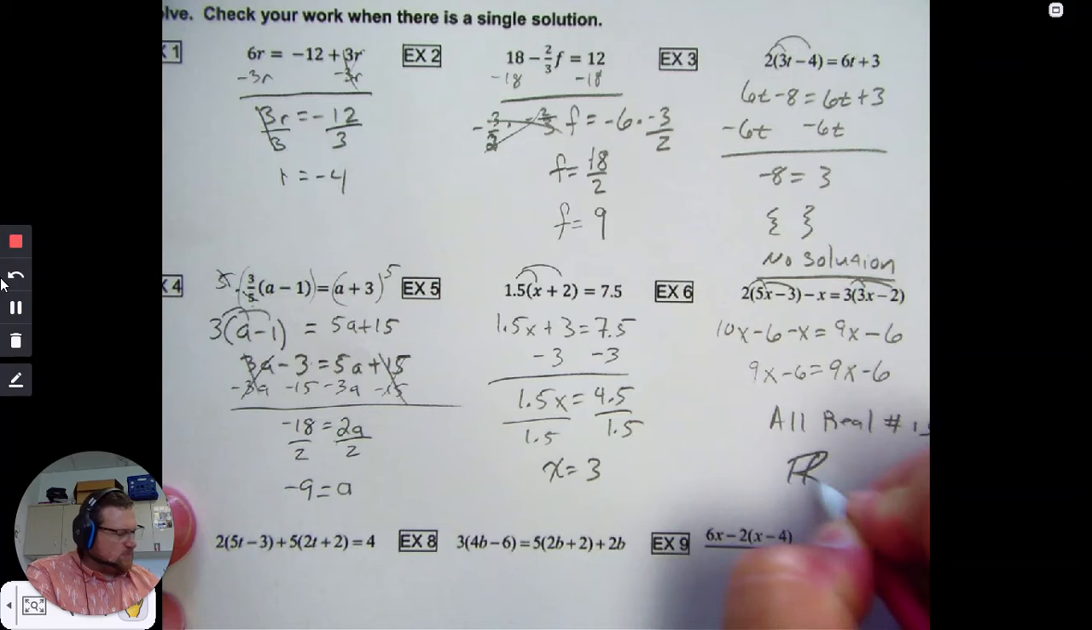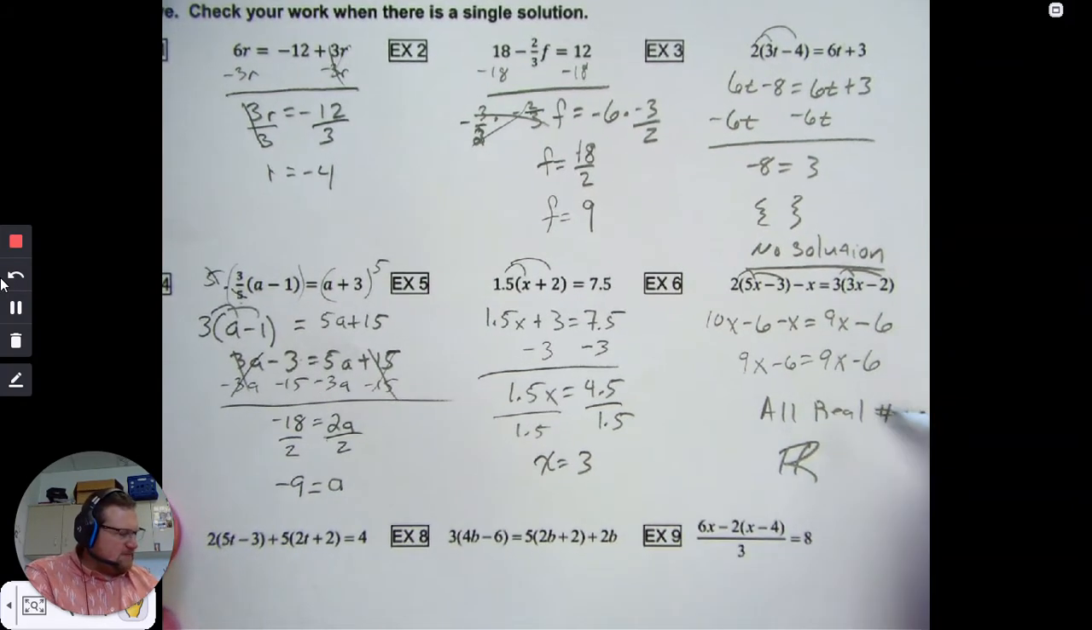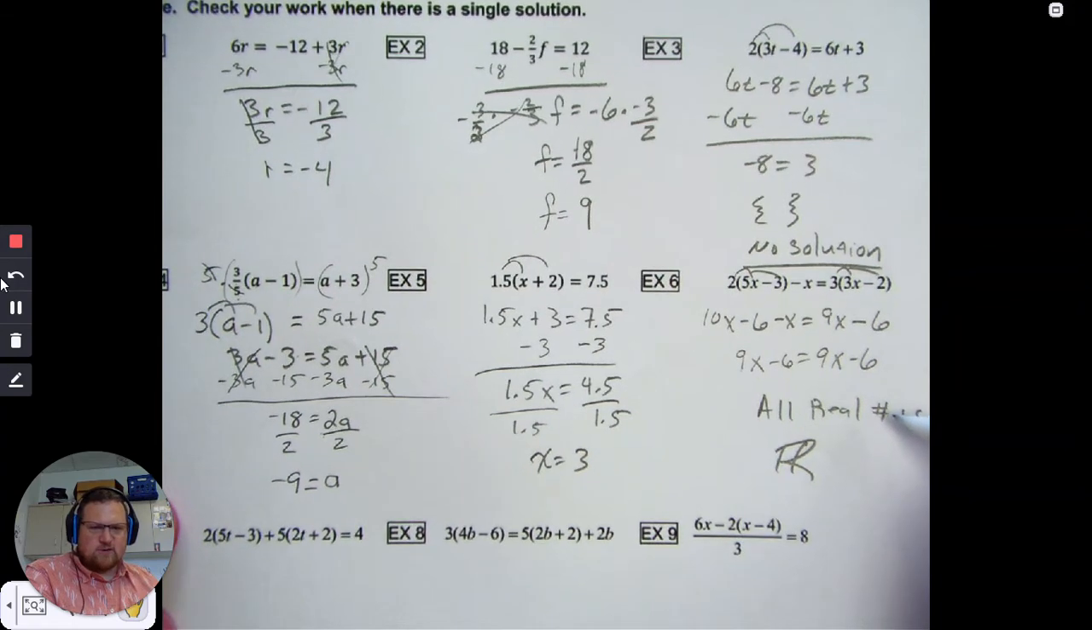Or you could just put the R that way. I would accept it either way. Obviously, if it's on a homework assignment that you're turning in on Schoology, you're going to have to write out all real numbers. If it's on a sheet of paper, you can just simply write that because it means the same thing.